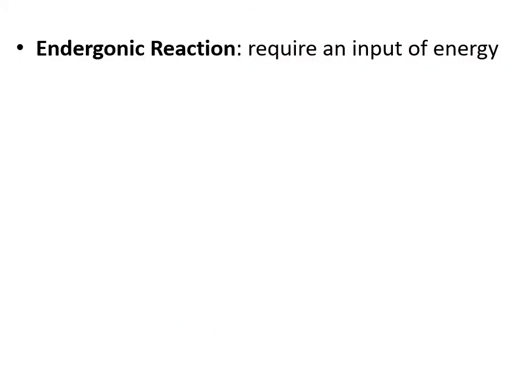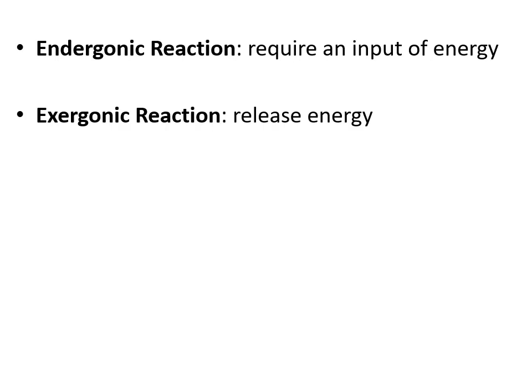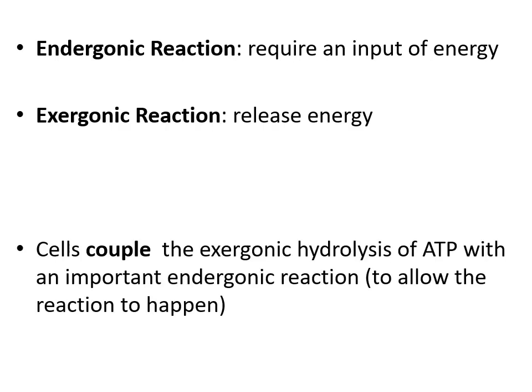So endergonic reactions require an input of energy. Exergonic reactions release energy. What we do is we tie those two processes together. That's metabolism, and this allows us to have the processes we want done to occur. So cells couple the exergonic hydrolysis of ATP with some endergonic reaction. And again, this is the great thing with ATP, it can be used to do so many different things. We couple them together, and this allows the endergonic process that we want to have happen to occur.